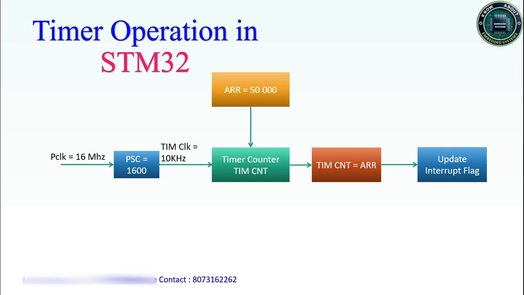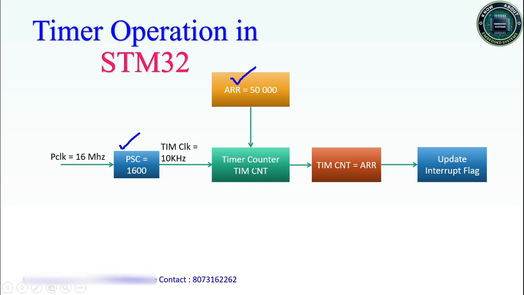I'll update the description box. Now in the case of the STM32 microcontroller, this is a simplified block diagram of the STM32 microcontroller timer block. In the timer, the important parts are like this. First of all, you should know the prescaler value. The prescaler value is used to divide the peripheral clock. The second one is the ARR. ARR stands for auto reload register. This is used to reload the value of time delay.